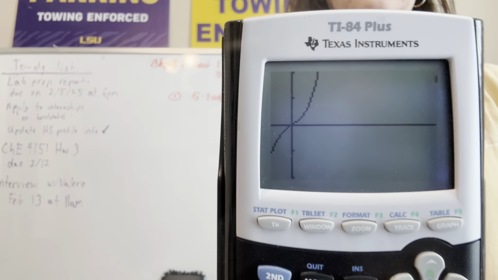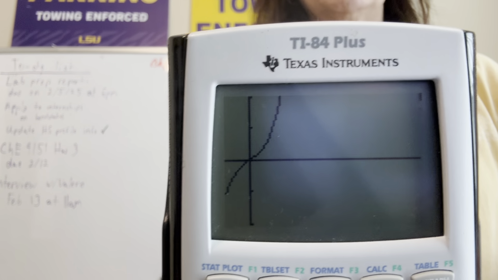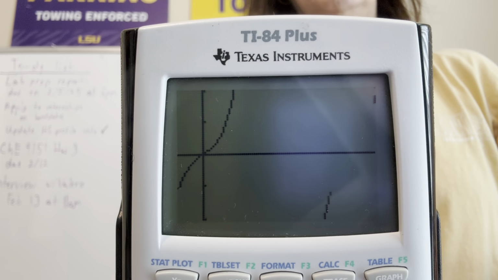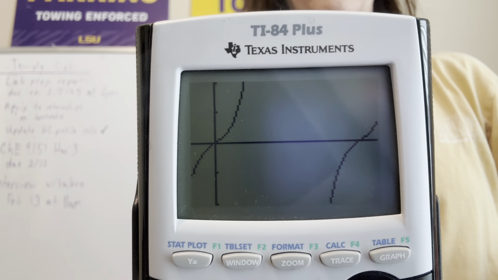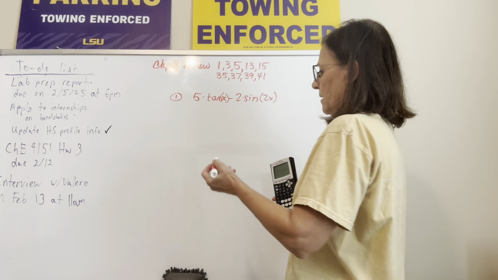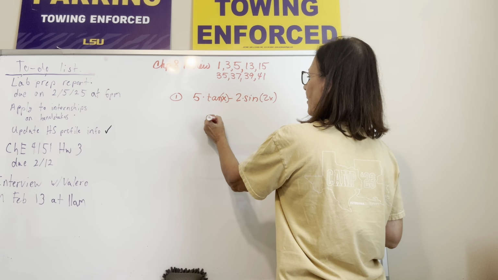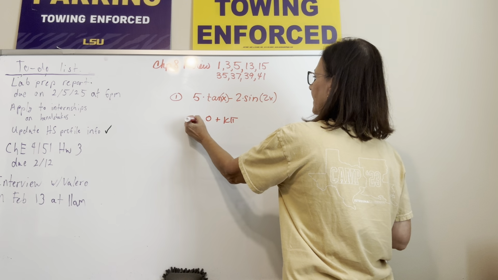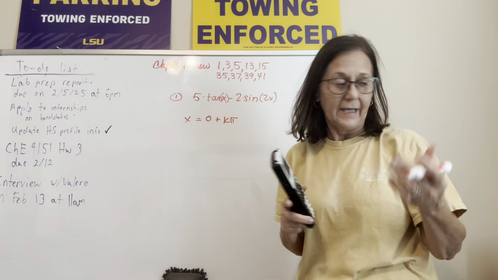See, that's what it looks like. It's at 0, so it's every pi. So it's just k pi. All right, so it's 0 plus k pi is going to be x, or you just put k pi.